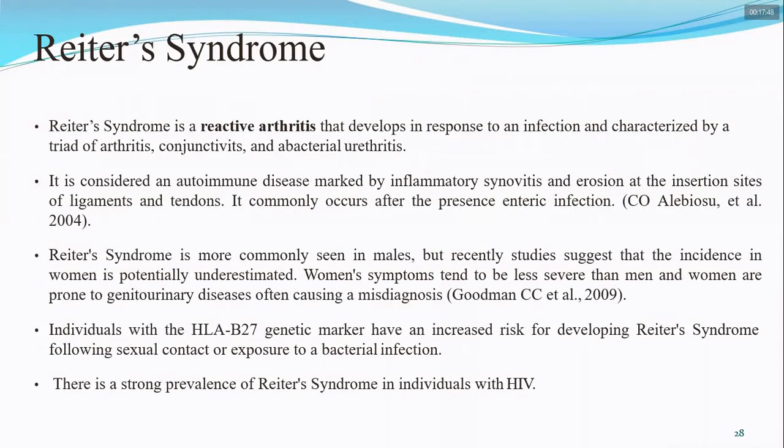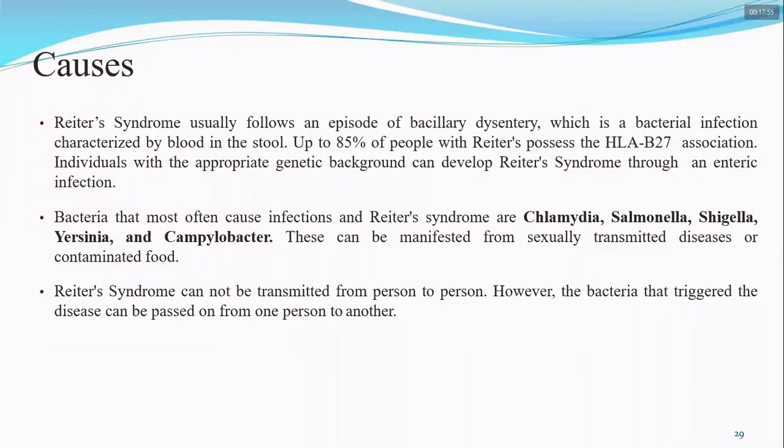Now coming to the causes. Reiter's syndrome usually follows an episode of bacillary dysentery, which is a bacterial infection. Most of the organisms involved are chlamydia, salmonella, shigella, yersinia, and campylobacter. This is important. You should know the organisms: chlamydia, salmonella, shigella, yersinia, and campylobacter. These are the most common causes of infection in Reiter's.